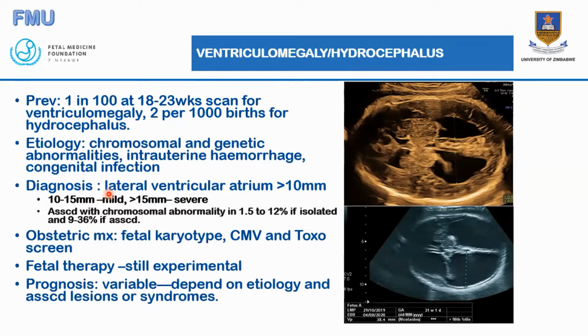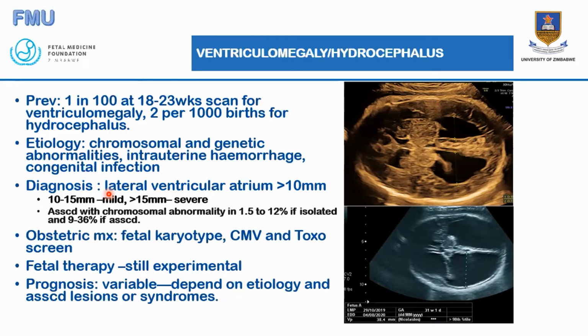What you read in the literature, like drainage of the ventricles, doesn't work. It's just experimental. Currently, there is no widely recognized intrauterine shunt insertion. Neither is there laser opening of some obstruction at the foramen of Monro or foramen of Luschka happening. So the prognosis depends on the severity and also the associated lesions or syndromes.